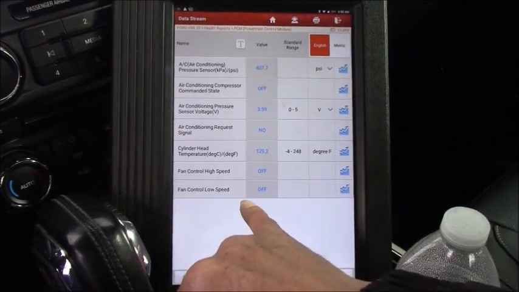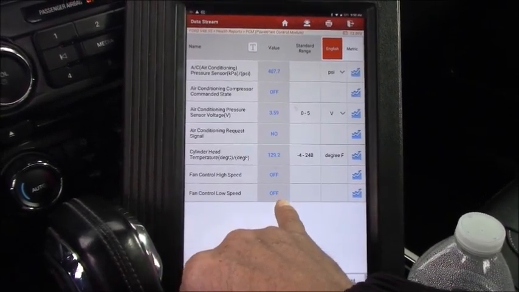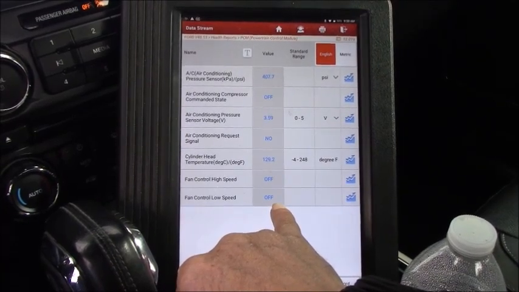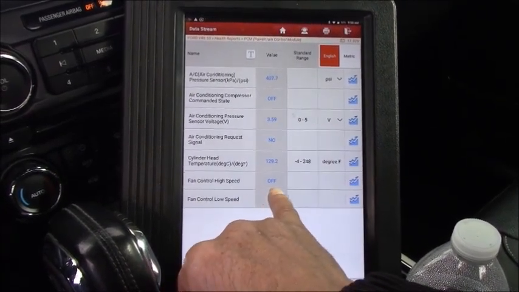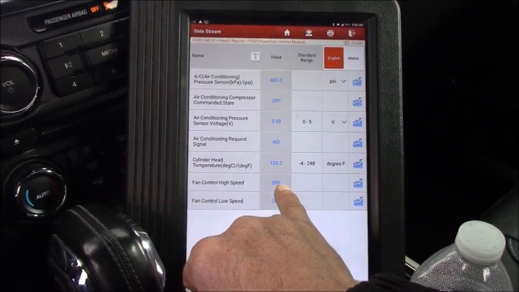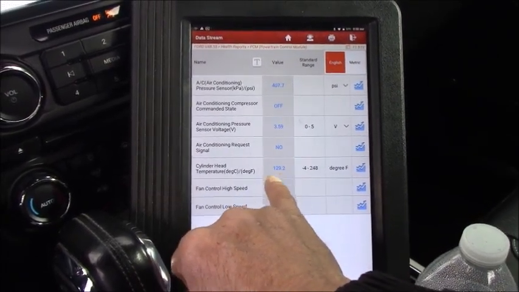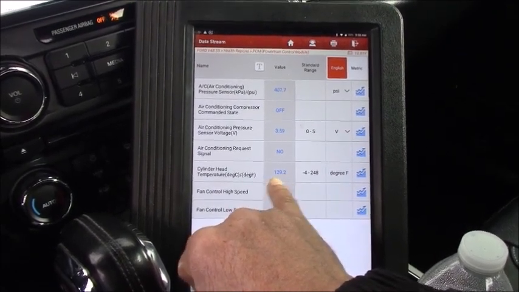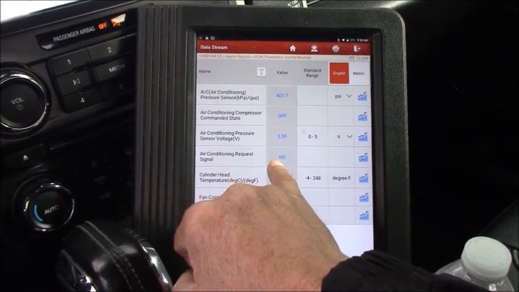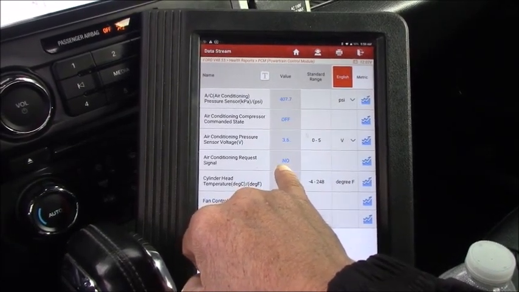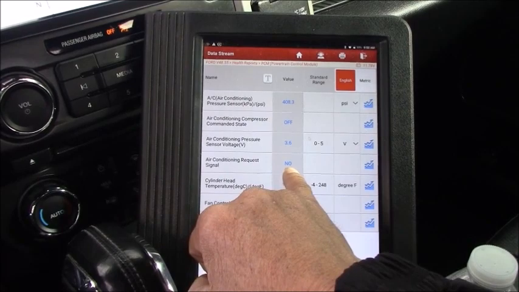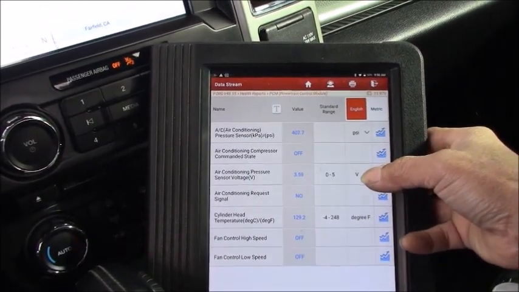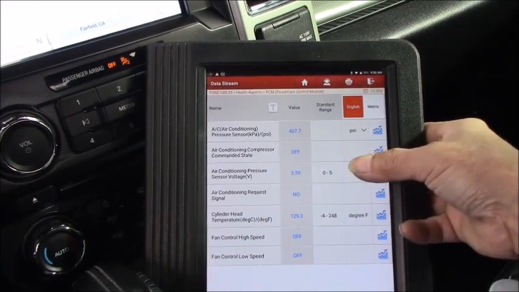Okay, as you can see, fan control low speed is off right now, off as the key is on and engine off, and high speed is also off with the key on, engine off. The vehicle just ran a little bit from the parking lot here. Air conditioning request is no, and pressure voltage is 3.5 volts.